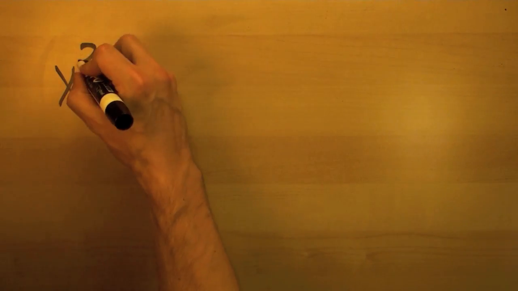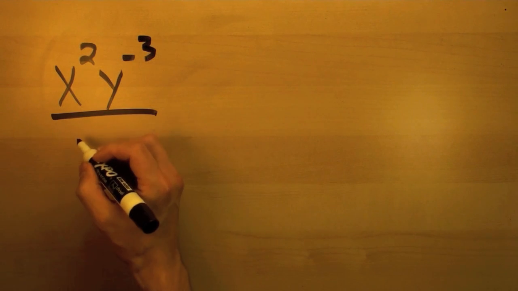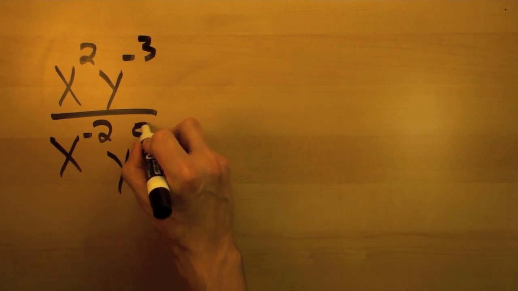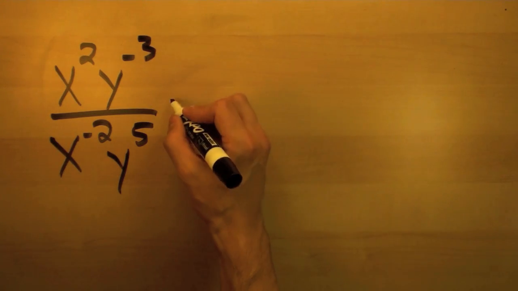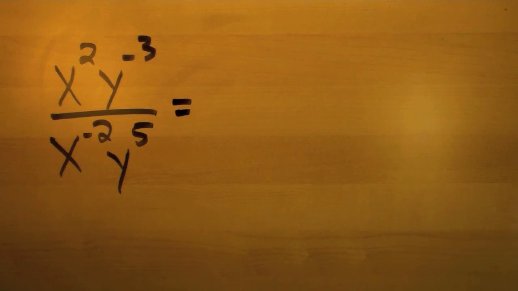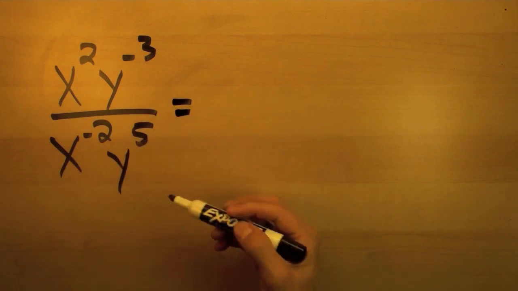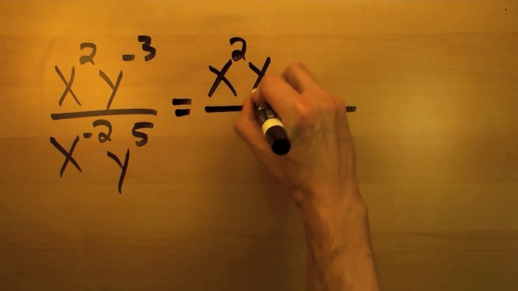For a more complicated example, we really just do the same exact properties. So we have x squared y to the negative 3 over x to the negative 2 y to the 5th. Well, let's first get rid of those negative exponents. So we'll move this x to the negative 2 to the top and change the sign. So now we have 2 x squareds on top.